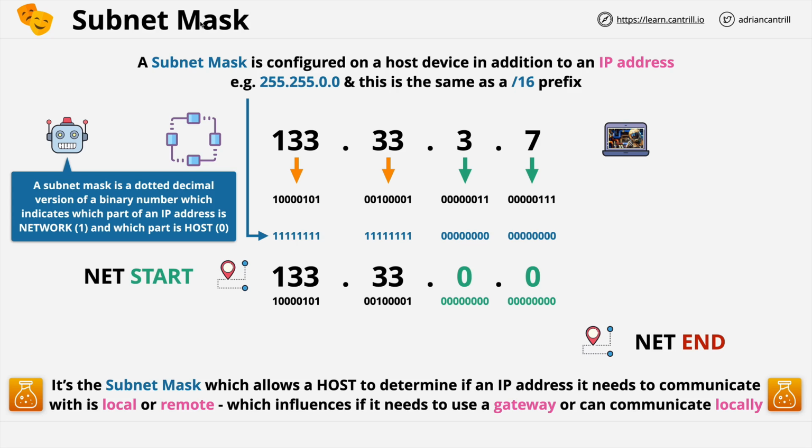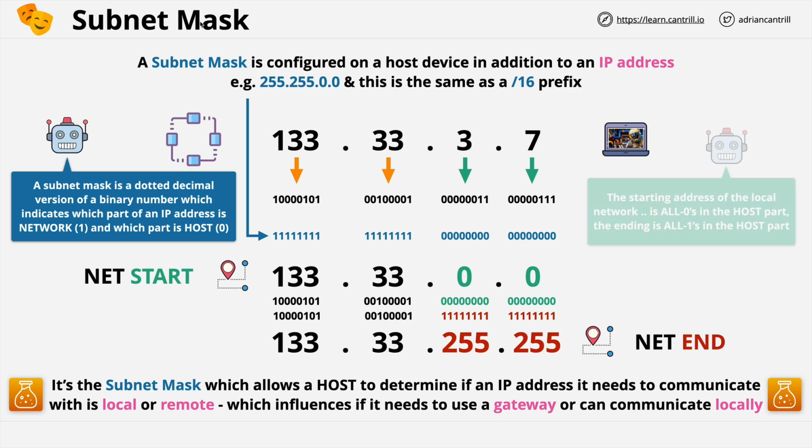Now to find the end, we take the network component of the IP address again, so where the subnet mask is all ones, that's what we start with, and to work out the end of the network, we take the host component, so where the subnet mask is zeros, and we have all ones in the IP address. So the ending part of this network is 133.33.255.255.